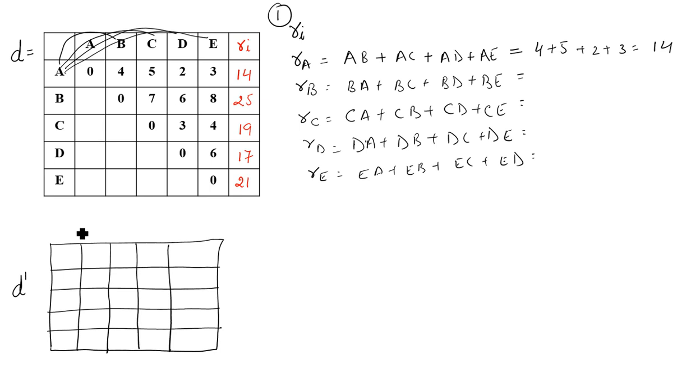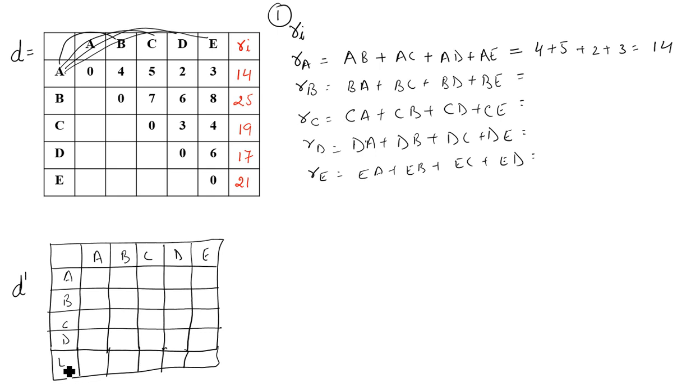So it is A, B, C, D, E. So A, B, C, D, E. A, B, C, D, E. So the diagonal value will be 0. Now we have to calculate this value.